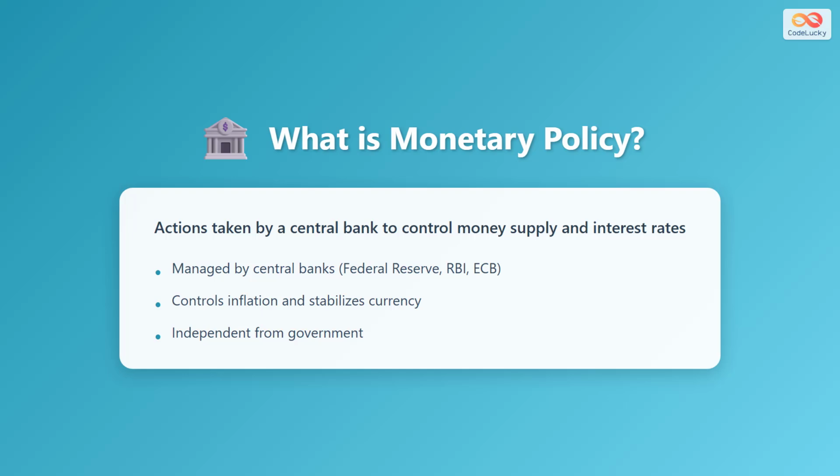Let's start with monetary policy. Monetary policy refers to actions taken by a central bank to control the money supply and interest rates in an economy. Central banks like the Federal Reserve in the United States, the Reserve Bank of India, or the European Central Bank are responsible for implementing monetary policy. The primary goals are to control inflation, stabilize the currency, and maintain economic growth. An important feature of monetary policy is that central banks operate independently from the government, meaning they can make decisions without direct political interference.